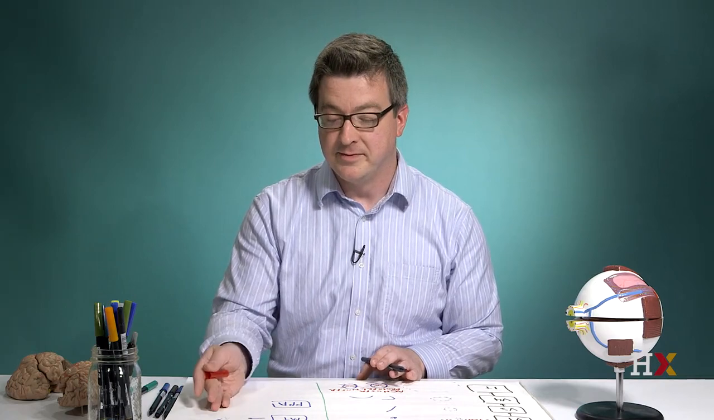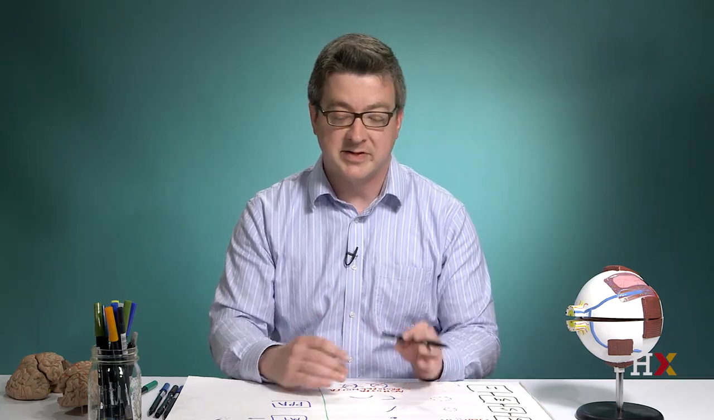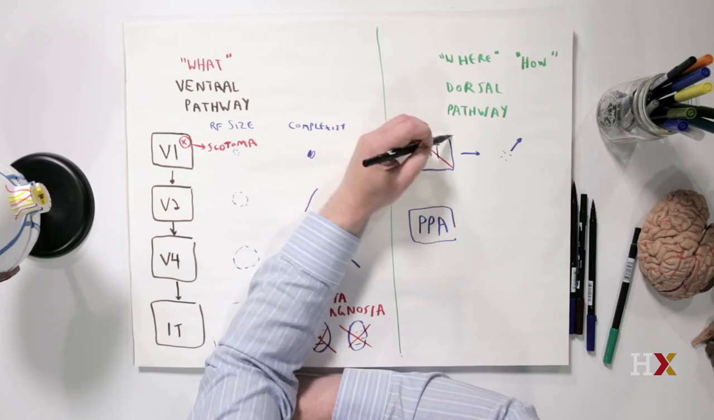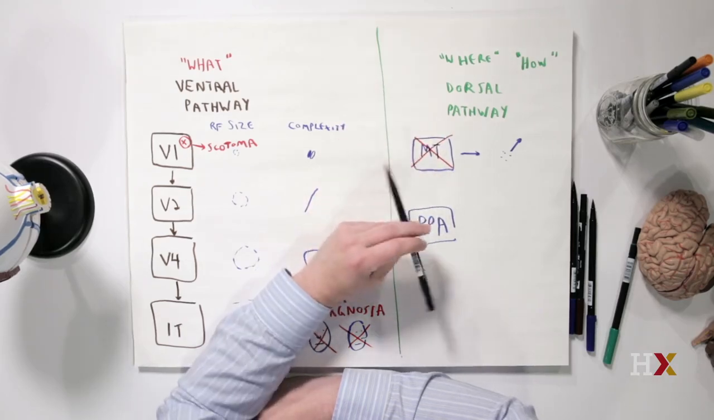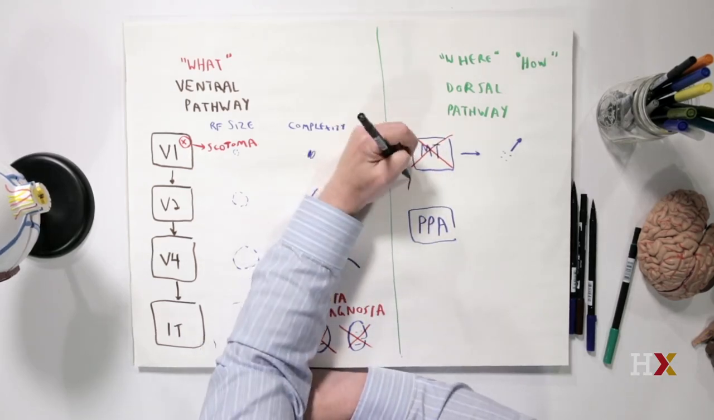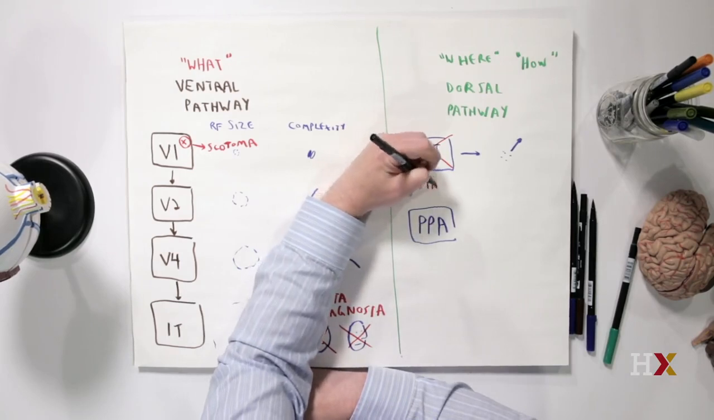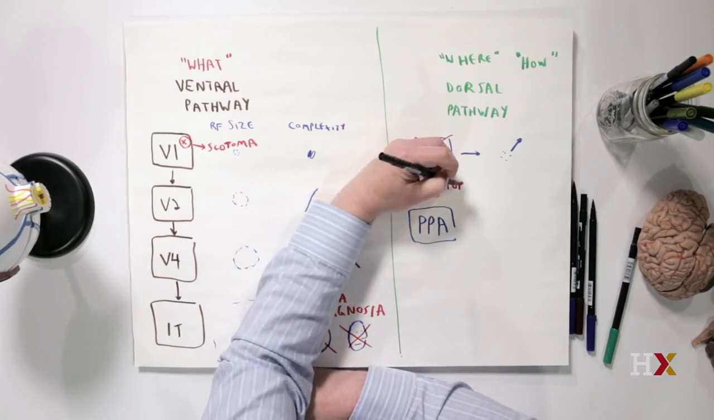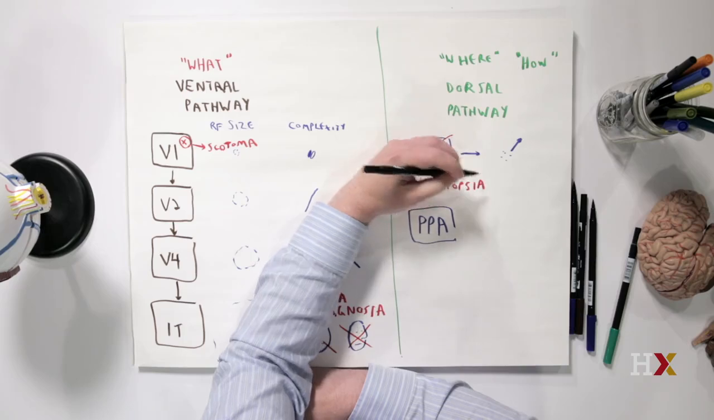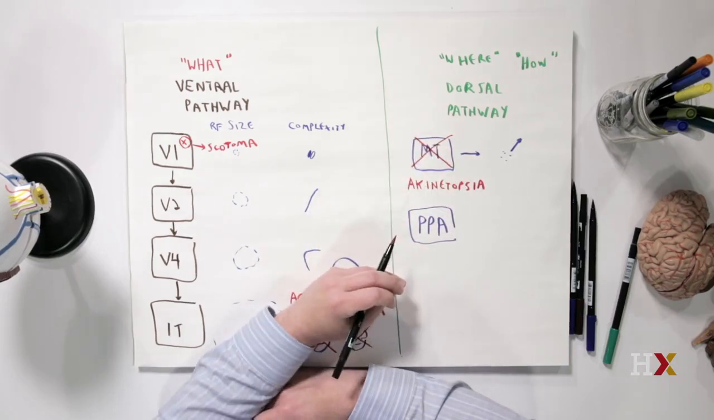Now, if we go to the other side of the visual world and we start looking at what happens when you have lesions to different regions of the dorsal pathway, you see a very different pattern of deficits. So if we find patients who have damage to area MT, you find a disorder called kinetopsia, which is basically motion blindness.